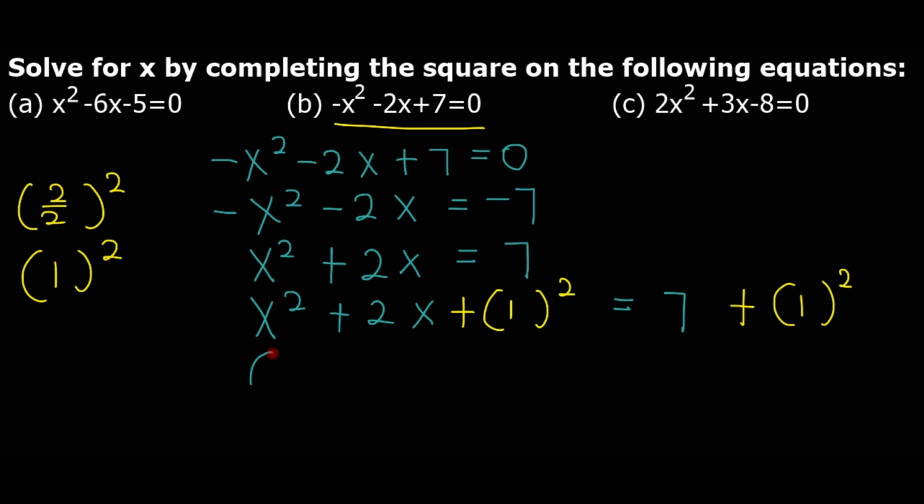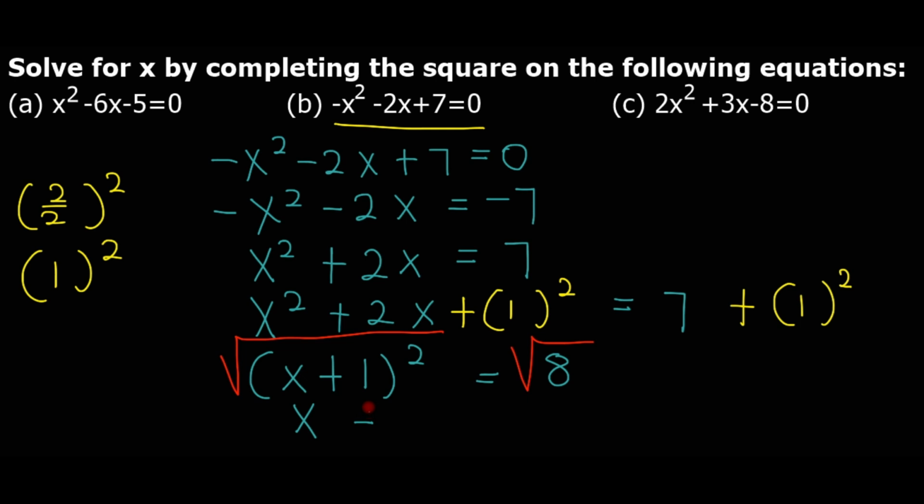And then from there the same thing: x, and then this sign which is positive, and then this number which is just 1, and then all squared equals 7 plus 1 squared, which is 8. Then because we need to solve for x, we root both sides, so x plus 1 equals plus or minus root 8.